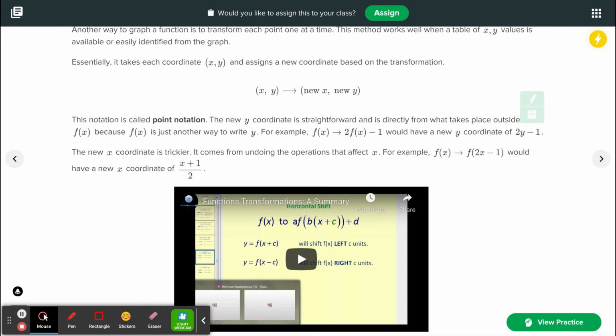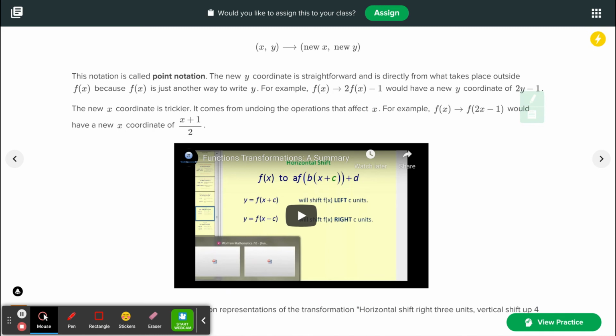Now for moving left and right, typically what you want to do is think the opposite. When you're moving a graph to the right by 4, you're actually going to subtract 4 from the x. If you are moving something in a negative direction to the left, let's say you want to move the graph to the left by 7, then you would add 7.